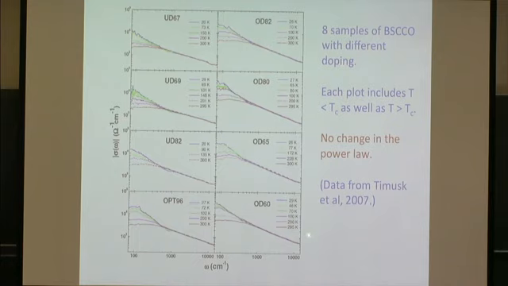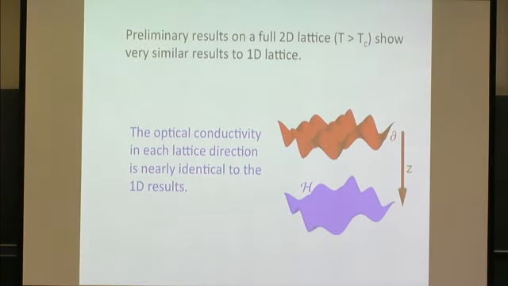All of these temperatures start very high, at like 295 degrees Kelvin, and go down well below the critical temperature, 29 degrees Kelvin. And they all show this mid-infrared power law with a coefficient independent of temperature, just like we see on the gravity side. So once again, we don't know why it works, but it does seem to be agreeing very well in this respect with the actual material. Now we have very preliminary results on a fully 2-dimensional lattice, which show very similar results. The conductivity in each direction is very similar to the 1-dimensional results.